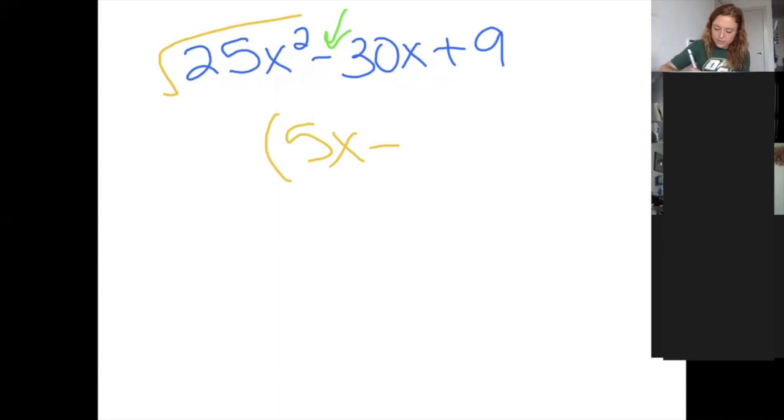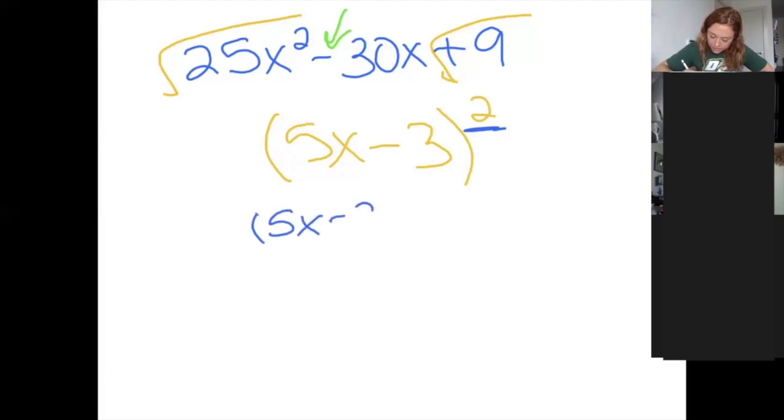And then we take the square root of the 9, which is what? 3. Squared. Don't forget that. That's the big mistake. Students will figure this out and then forget that and be like, why am I getting it wrong? Because that just means 5x minus 3 times 5x minus 3.